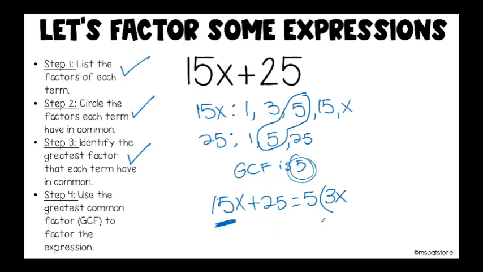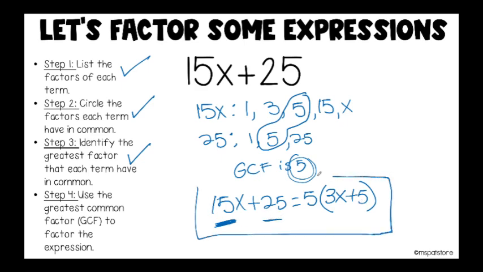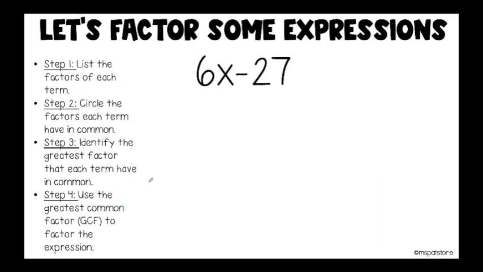Very good. Now I need to think about what number multiplied by 5 will give me positive 25. So in this case, it will be positive 5 because 5 times 5 is 25. So now I am done with step number 4. How about you try to factor this expression by yourself?